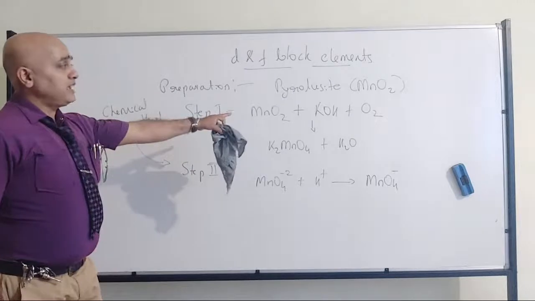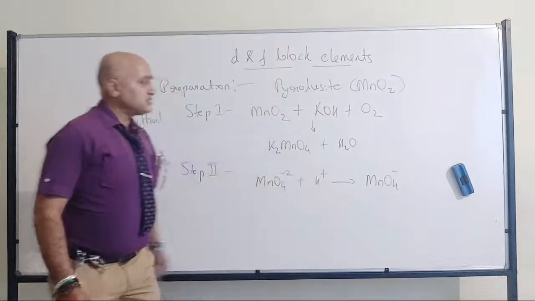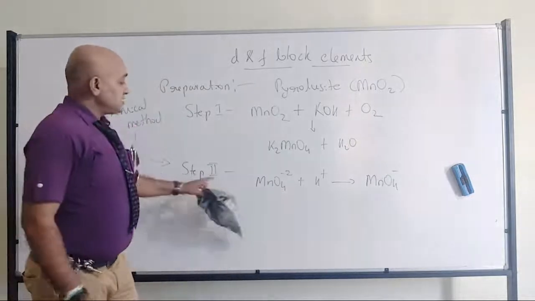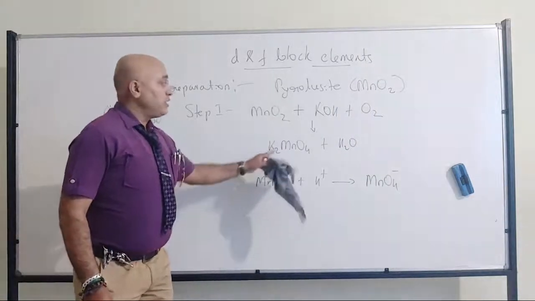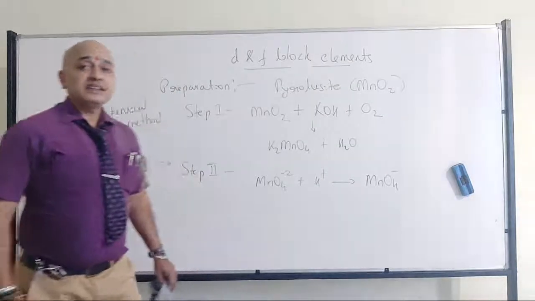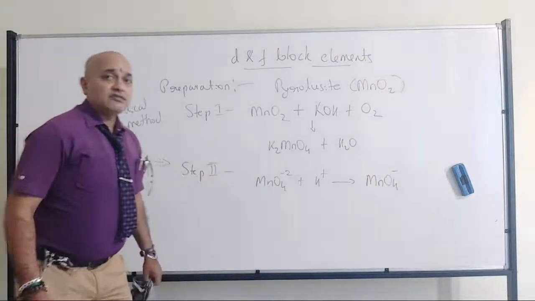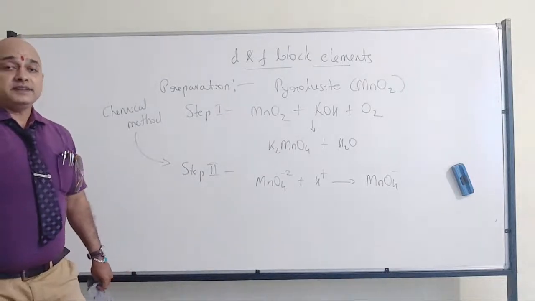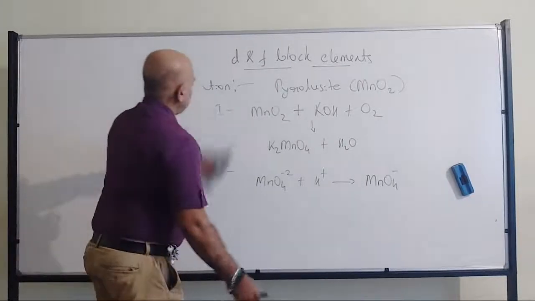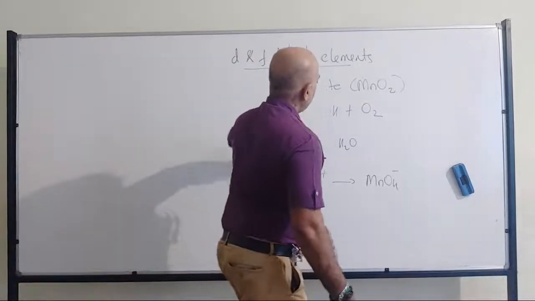In step 1, pyrolusite will be treated with potassium hydroxide in the presence of oxygen to give rise to K2MnO4, that is potassium manganate, and water. So in step 2, chemical method, whatever manganate they have got, they are going to treat with H plus, that is acidic condition. Naturally it will be H2SO4, where it will get converted into permanganate, and another product will be water, because H plus is here. To balance the hydrogen, we should have the water.